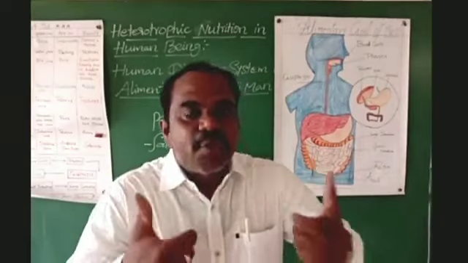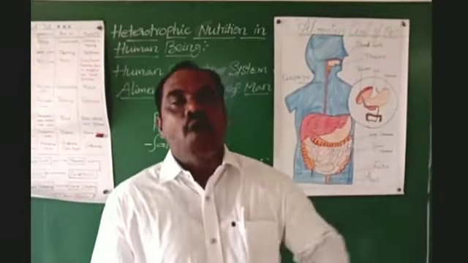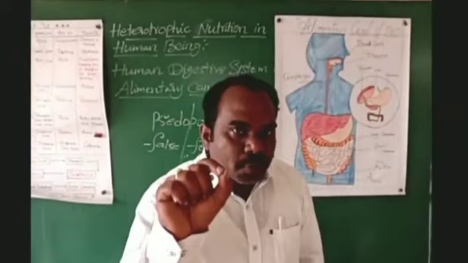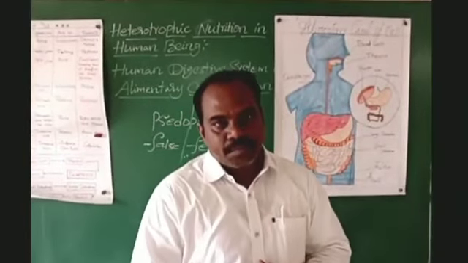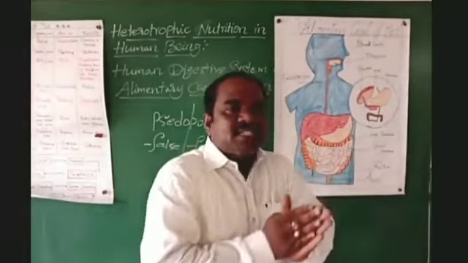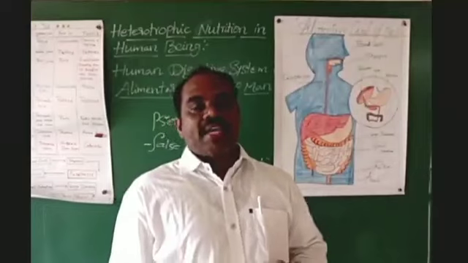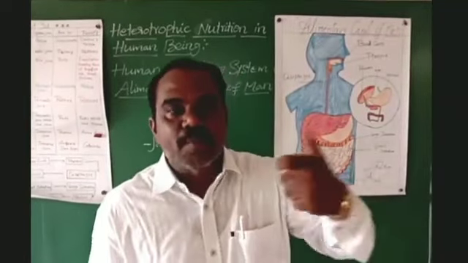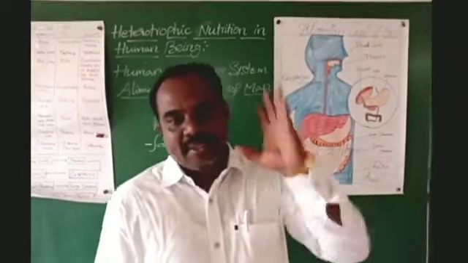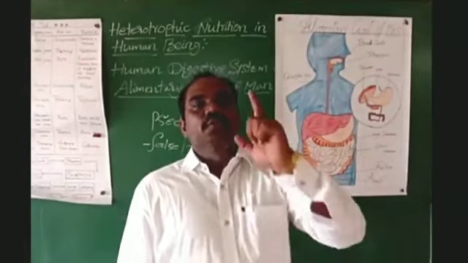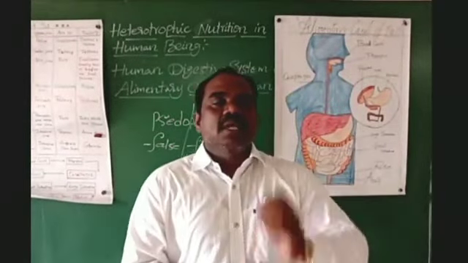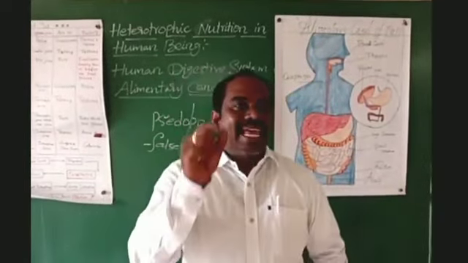Digested food materials enter the cytoplasm of the cell through the food vacuole, and undigested food materials, the waste particles, are expelled outside of the body through the food vacuole. This is heterotrophic nutrition in amoeba.